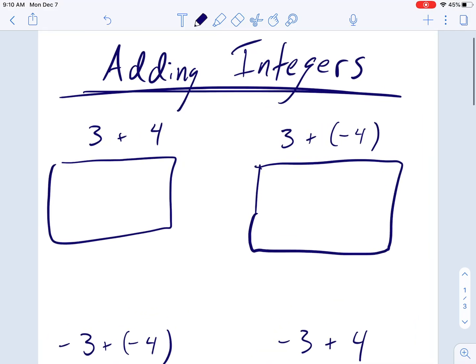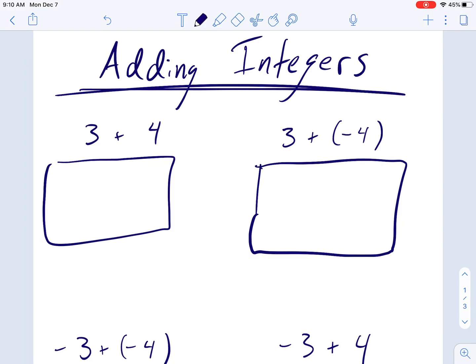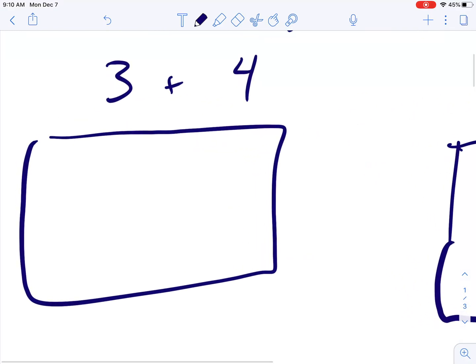So this is a really difficult concept, adding and subtracting integers. Before we get started, be sure to be kind to yourself and be patient with yourself, because not everyone's going to understand this right away. But if you're a little confused, just make sure you keep trying, okay?